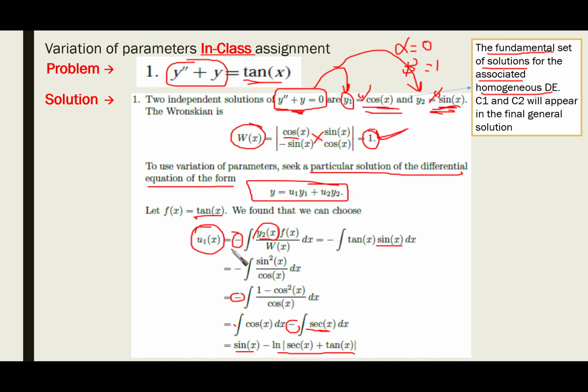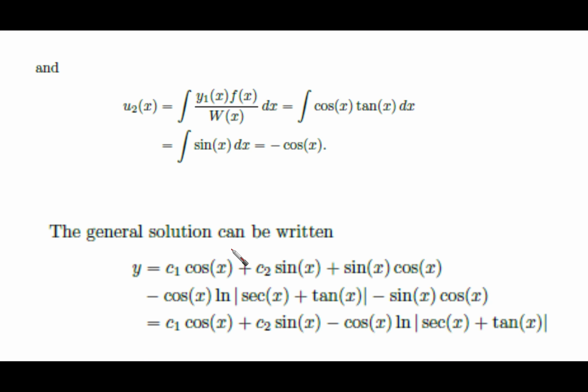Now let's go to the second part, which is related to u2. Similarly, u2 equals the integration of y1 times f of x over the Wronskian, which we obtained before, and it is 1. The integration is cosine x times tan x. This is f of x, and this is y1 of x. Cosine times tan is cosine times sine over cosine, which is sine x. The integration of sine x gives minus cosine x.